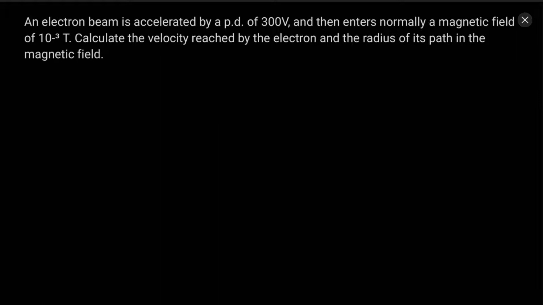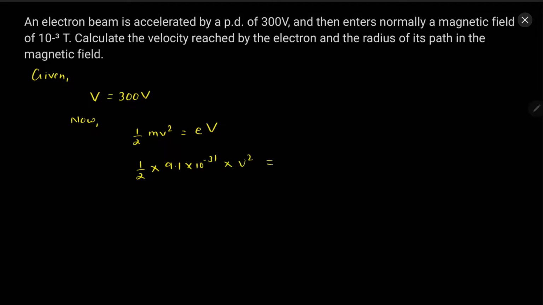Calculate the velocity reached by the electron and the radius of its path in the magnetic field. So here, first we will use the concept: the electron beam is accelerated by a potential difference of 300 volt. Then the kinetic energy of the electron beam will be equal to eV, 1 by 2 mass of the electron, 9.1 into 10 power minus 31, into v square.